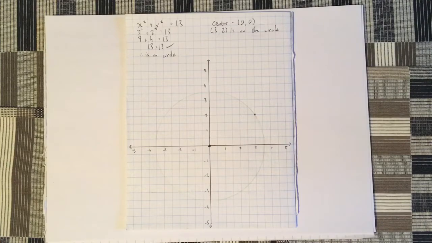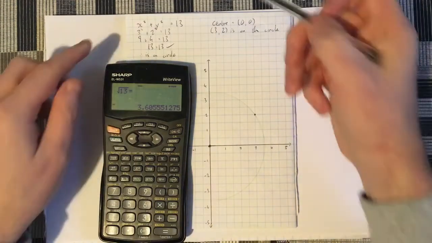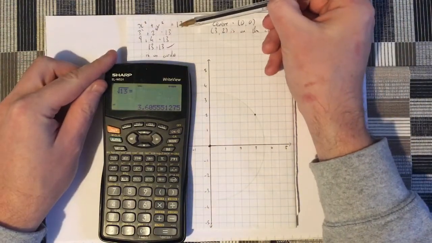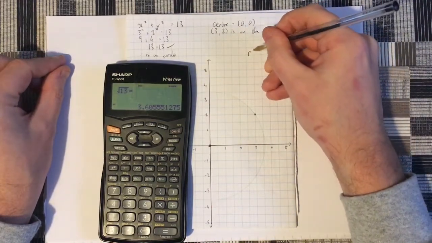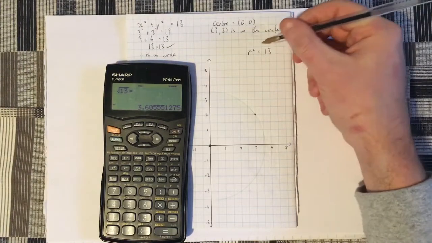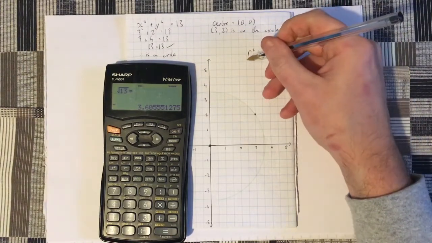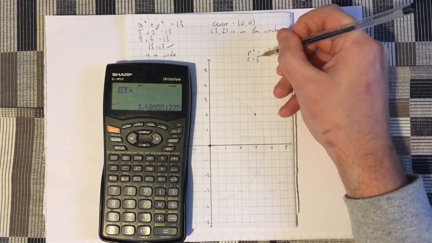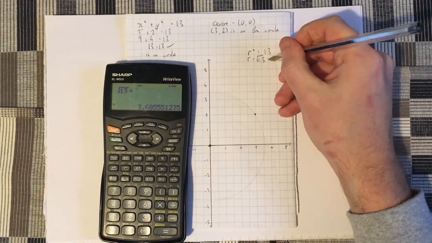Just one last thing to do. That's the question done, but just a point. Looking at this circle, x squared plus y squared equals 13. What is the radius of that circle? Well, r squared is 13. So that number on the right-hand side, remember, is the radius squared. So r squared is 13. So r is the square root of 13, which is 3.6.